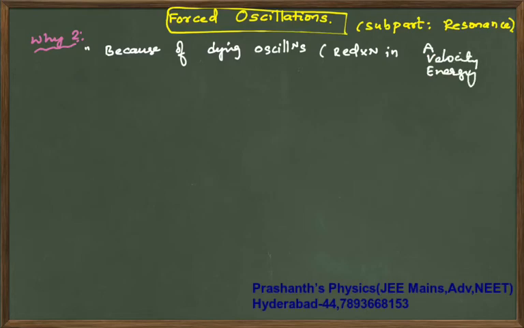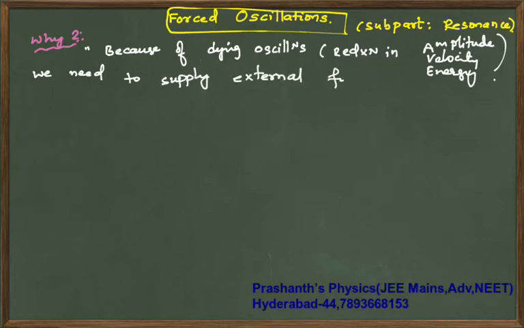Amplitude, velocity, energy. Because of dying oscillations, there is a reduction in amplitude, velocity, and energy. So we need to supply an external force to prevent damping. To make the oscillations not die out, we need to supply that external force. So to supply this external force, we are doing it.